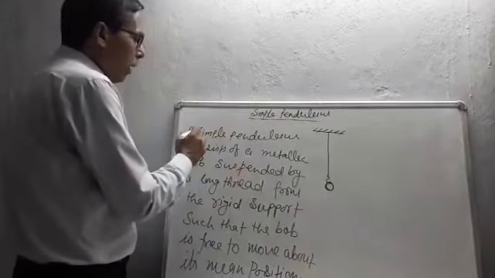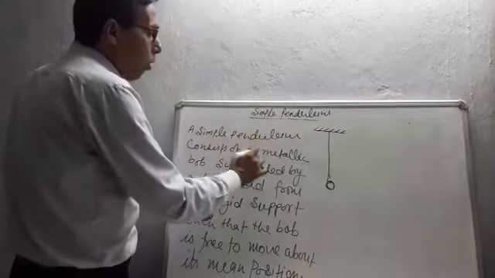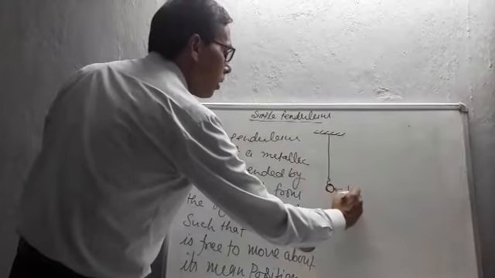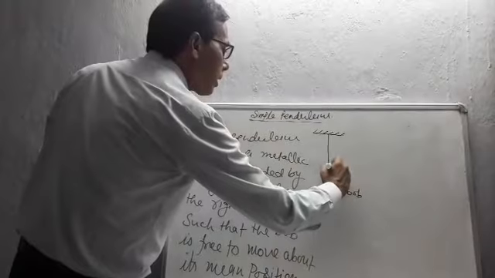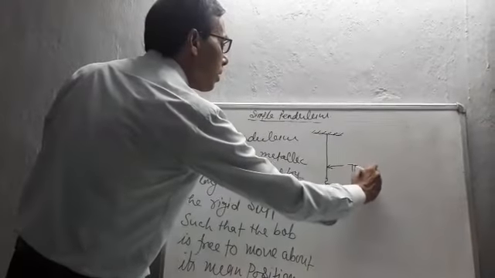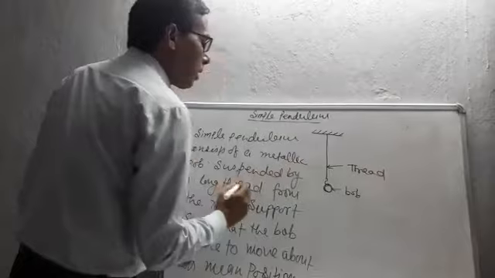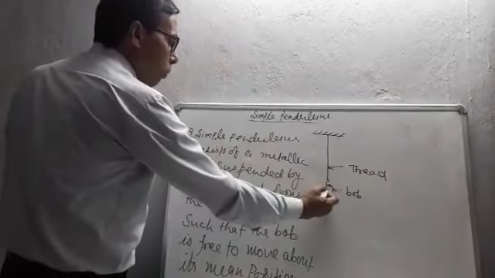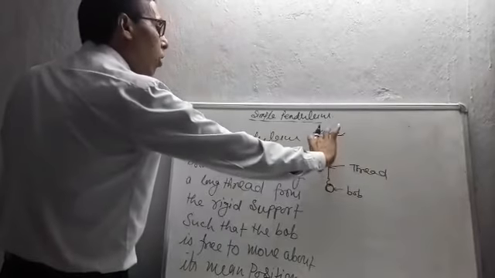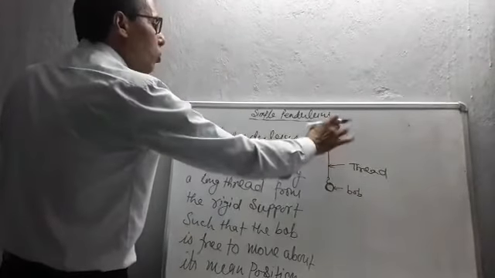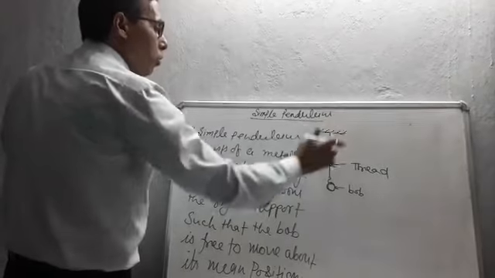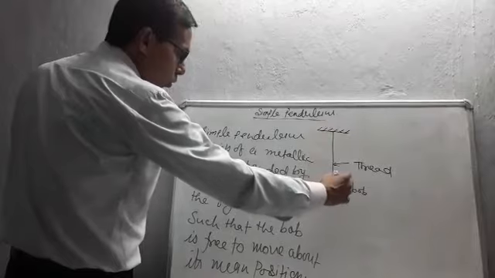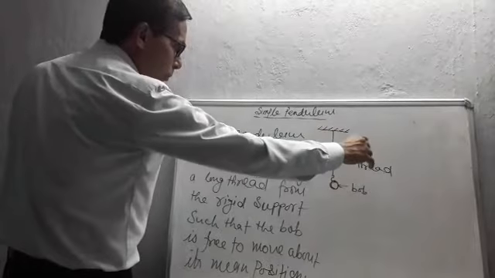What is a simple pendulum? A simple pendulum consists of this, the bob, and this, the thread. So a pendulum consists of a small metallic ball which is suspended by a long thread and fixed to the rigid support such that this bob is free to move about its mean position.